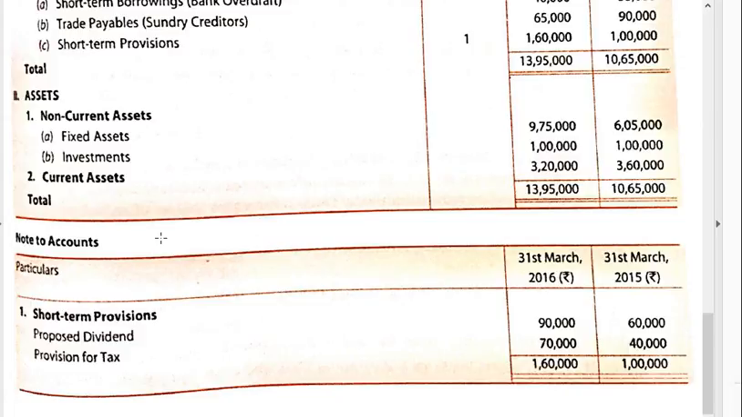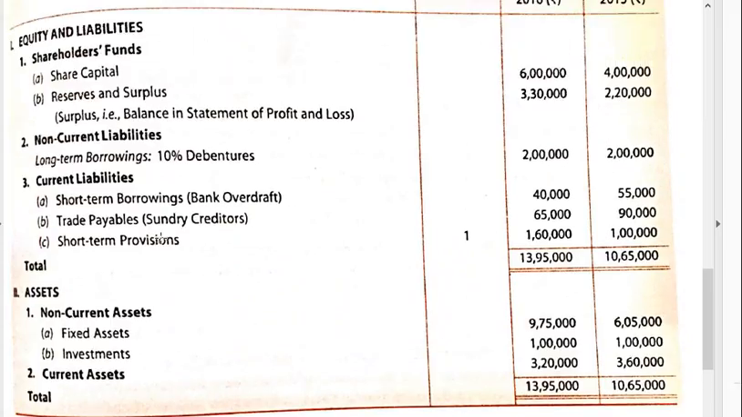Clear? Now what you have to calculate is net profit before taxes and extraordinary items. You are given this reserves and surplus. So we'll start with reserves and surplus. You can pause the video here and you can try on your own.